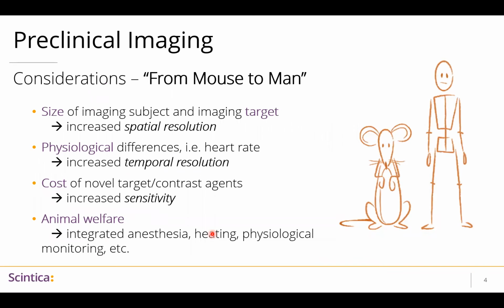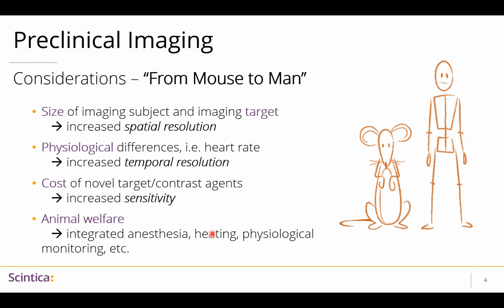So as we move from clinical imaging applications to preclinical, so from mouse to man or man to mouse in this situation, there are a number of considerations that we have to take into account as we're working to design imaging modalities or we're selecting a specific imaging system to use. The first, and probably the most important, comes down to the size. What's the size of your imaging subject? What's the size of that imaging target?